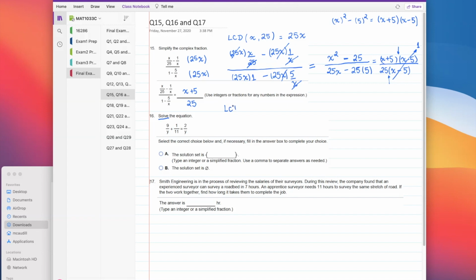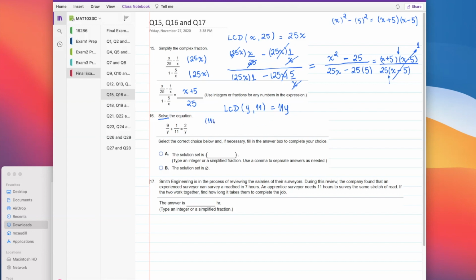Find the LCD between all denominators. Denominators are y and 11. And then the LCD is 11y, an expression that contains both. Now I multiply each term by 11y.